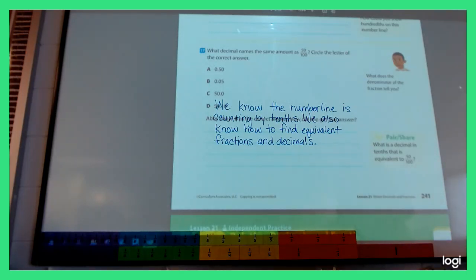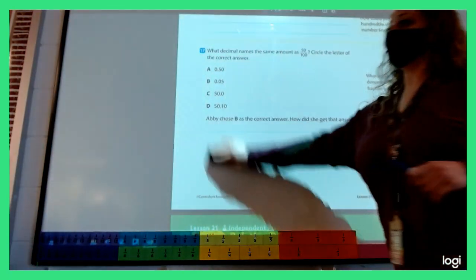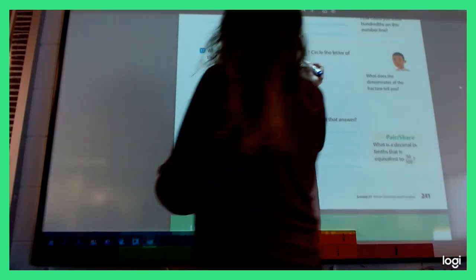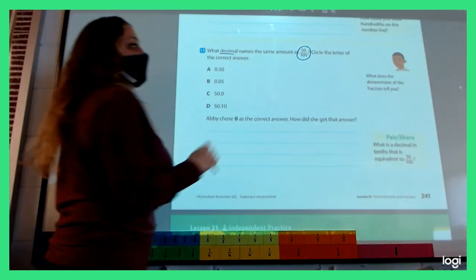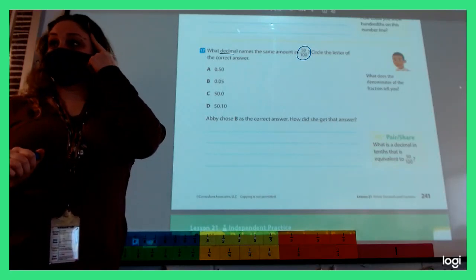All right, moving on, number 17. Someone want to read that for me? Noah. What decimal names the same amount as 50 hundredths? Circle the letter of the correct answer. Okay, now remember, we don't do this willy-nilly. We go through systematically, which means we have a plan. All right, first of all, we need a decimal that is 50 hundredths. Just saying it out loud, does that kind of help get us on the right track?